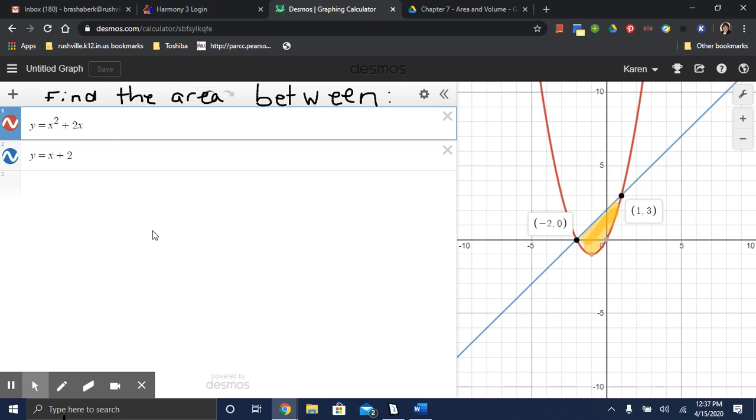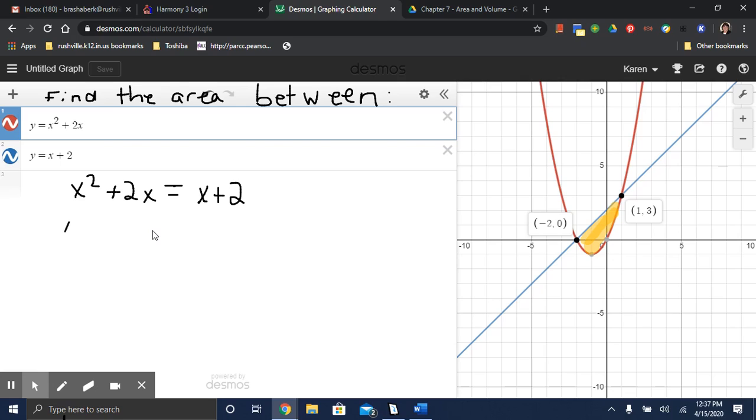To find the area between, I've already highlighted on the screen for you the points of intersection, but I do want you to realize that you could do some algebra to find those points of intersection. You could set x squared plus 2x equal to x plus 2. This would be the case if for some reason you didn't have access to a calculator. This would be another way to find those points of intersection.